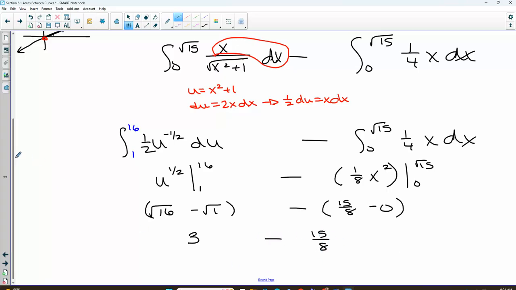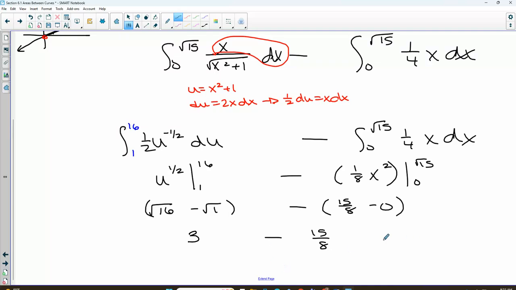So 3 is 24 over 8 minus 15 over 8. Cole did a great job guessing. He put the right one in front. So 24 minus 15 gives us 9 over 8. So if one is really ugly to integrate, you can do substitution. If you don't need it for both, you can break up and do one piece of substitution and one without. Okay. That one was exceptionally ugly in terms of the integration piece.